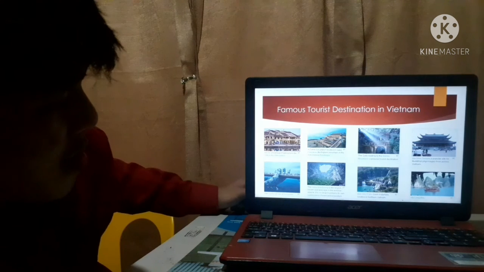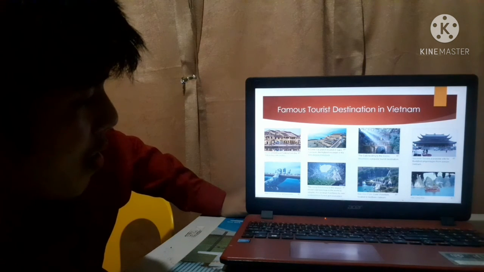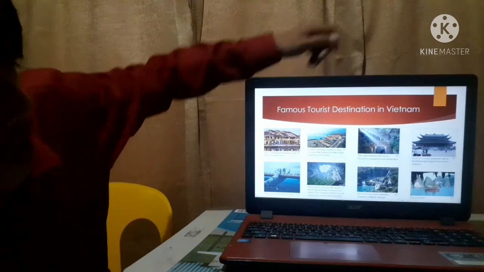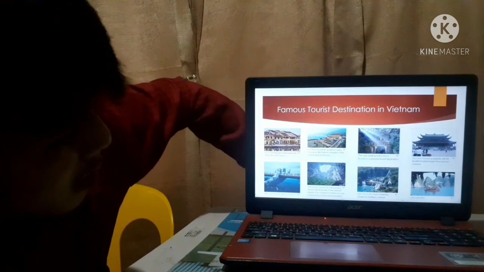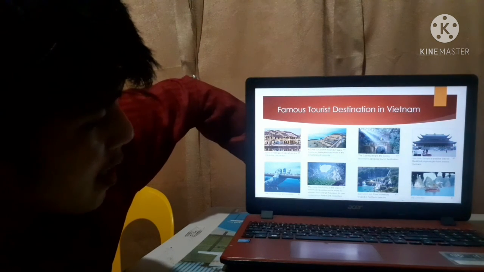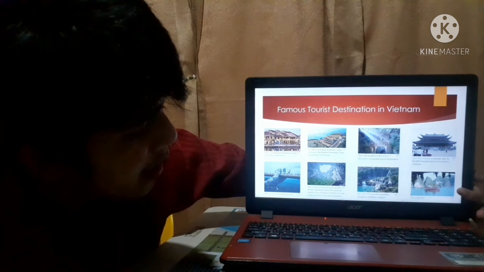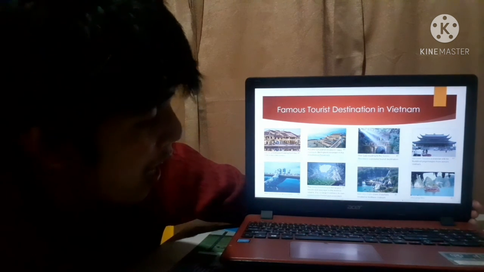This one is the Hang Son Doong, the largest known cave passage in the world. By volume, it is so large it contains its own subterranean forest and ecosystem. Next one is the Ban Gioc Falls, giant waterfalls located in northern Vietnam. And here is Ha Long Bay.